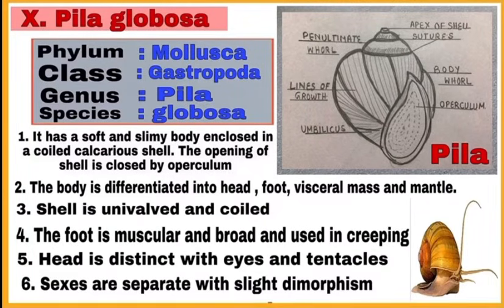Next point, the body is differentiated into head, foot, visceral mass and mantle. Shell is univalved and coiled. The foot is muscular and broad and used in creeping. Head is distinct with eyes and tentacles. Sexes are separate with slight dimorphism.